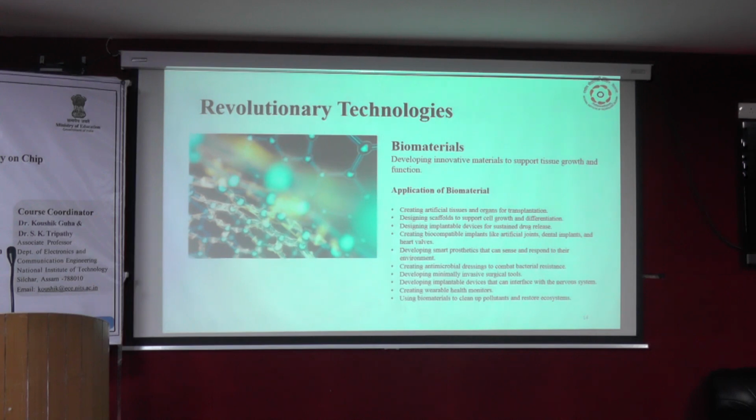Otherwise it will not work, and maybe it will react with your body parameters or blood plasma, and then the patient's life will be at stake. That's why for surgical tools also we have to use the proper materials that will make the surgical tools.